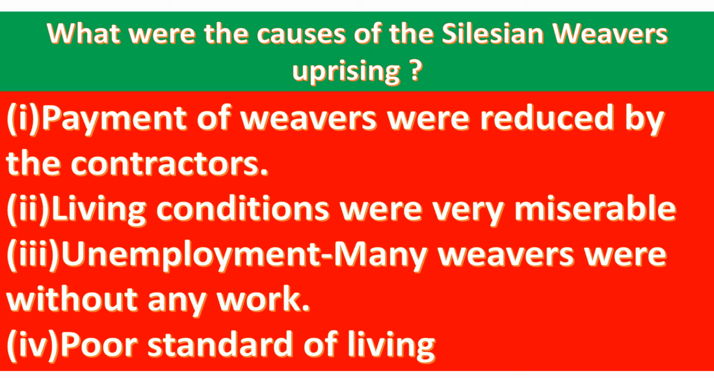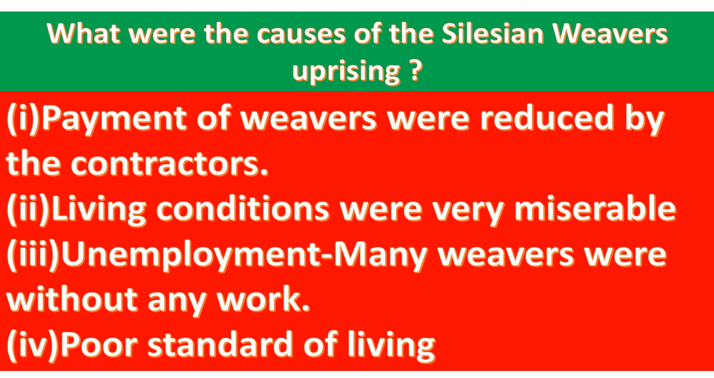Now the third question is: what were the causes of the Silesian weavers' uprising? Why did the weavers of Silesia revolt? This question is actually about Italian unification. If you see the map of Italy, there are the Two Sicilies, North Sicily and South Sicily. The weavers started revolting against their owners, and I have written four reasons here.